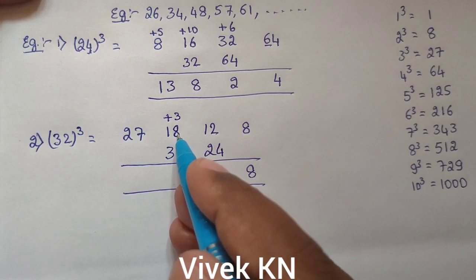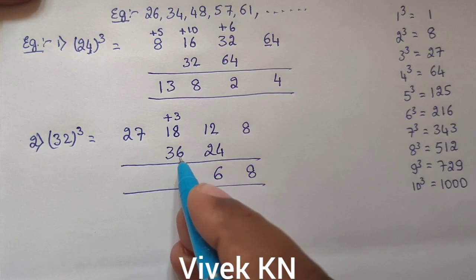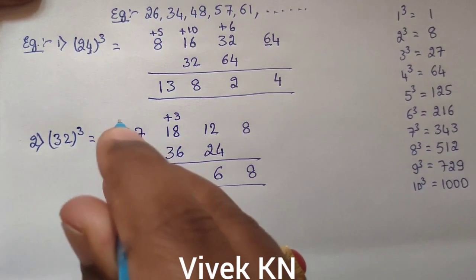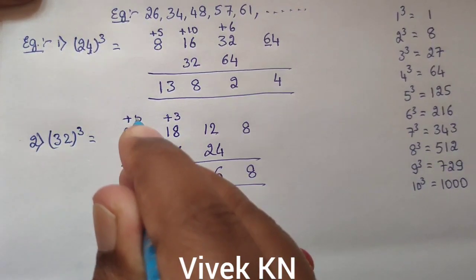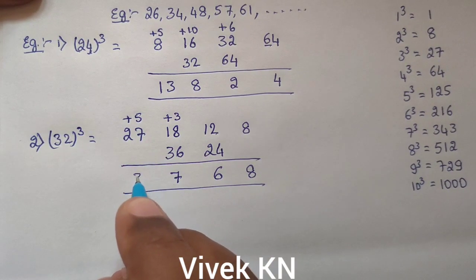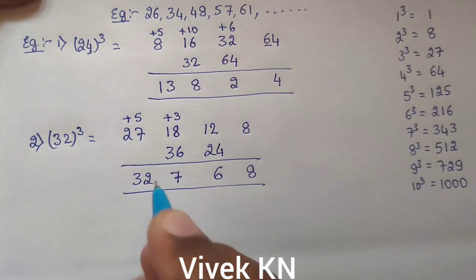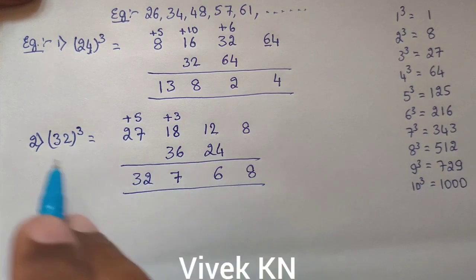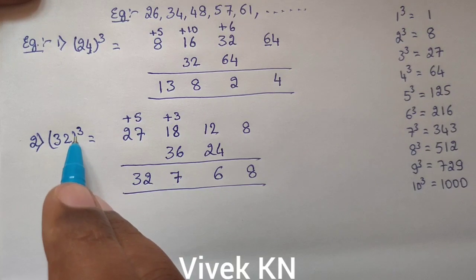18 plus 3 is 21. 21 plus 36 is 57. So write 7 here, and take 5 as carry. Now 27 plus 5 is 32. That is 32,768 is the answer for 32 whole cube.